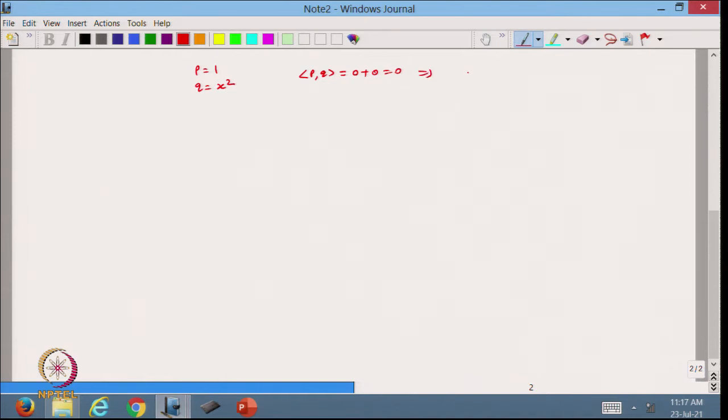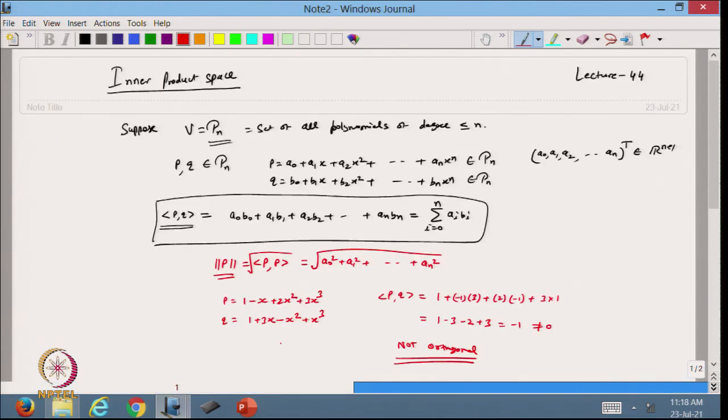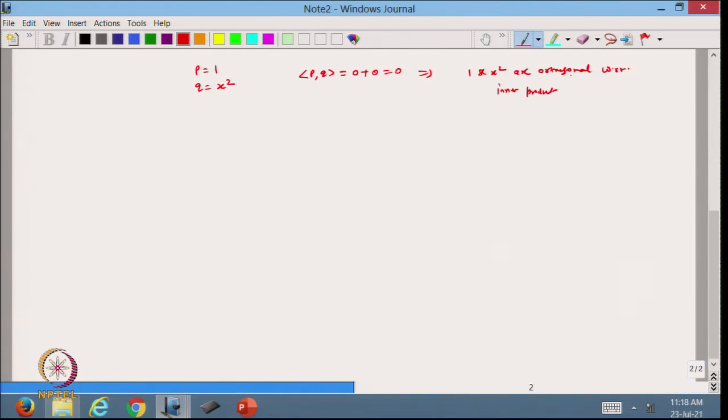So, I can say that 1 and x square are orthogonal with respect to whatever inner product we have defined. They are orthogonal to each other. So, this is the corresponding inner product. It may happen that we define a different type of inner product also. So, with this inner product I can say that these two polynomials are orthogonal to each other.